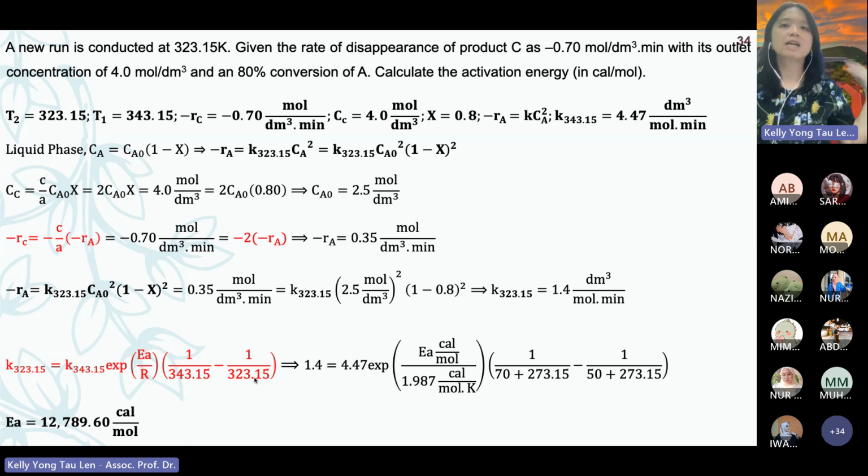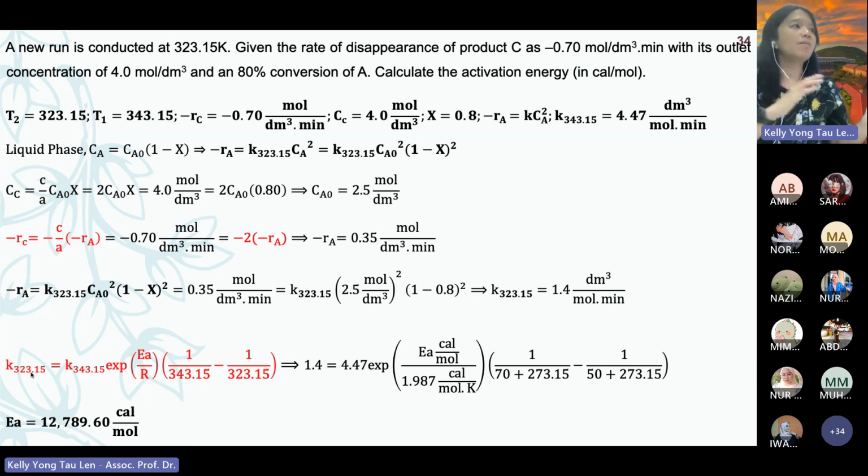Tengok pula belah kiri. Belah kiri mestilah nilai K2, which is K at 323.15. Okay, so sekarang tu yang menjadi masalahnya. Kita tak tahu K pada suhu baru. Tak tahu K pada suhu baru, tak dapatlah EA. So, now you form the problem statement. Kita kena cari dulu K pada 323.15. Okay, so how to do this?